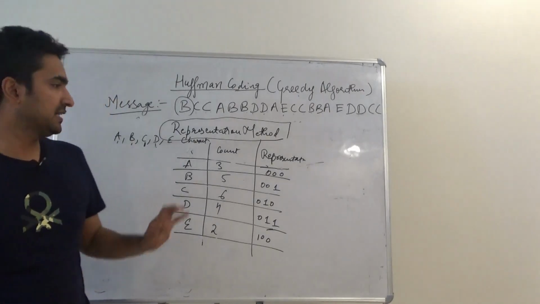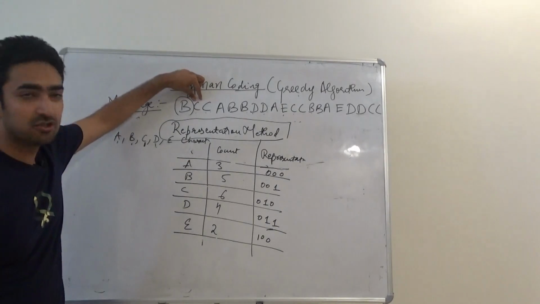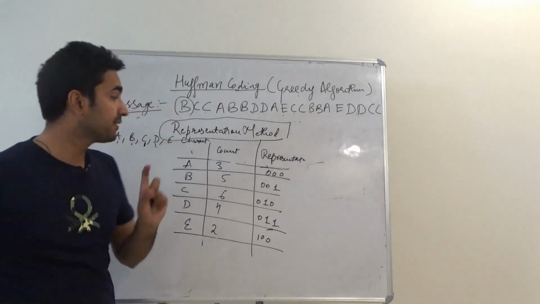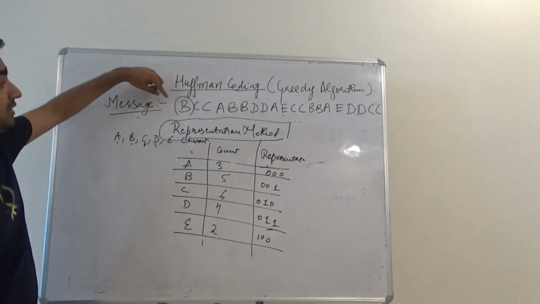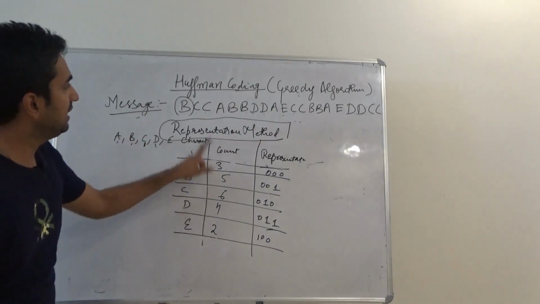Now the point is, instead of sending all the 8 bits of B, all the 8 bits of C, and all the others, I would rather send that B is 0, 0, 1 and C is 0, 1, 0.